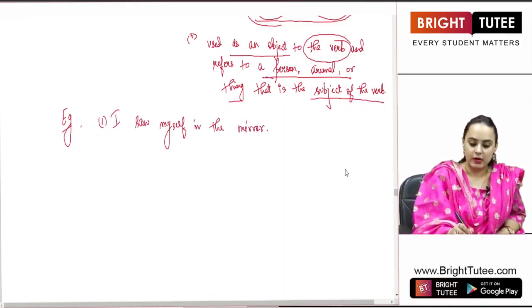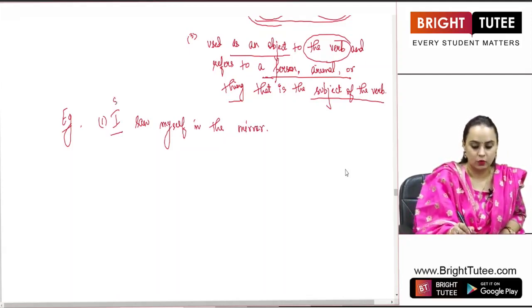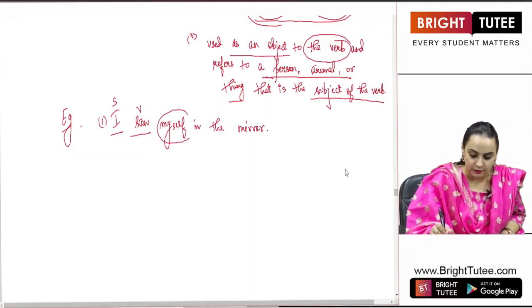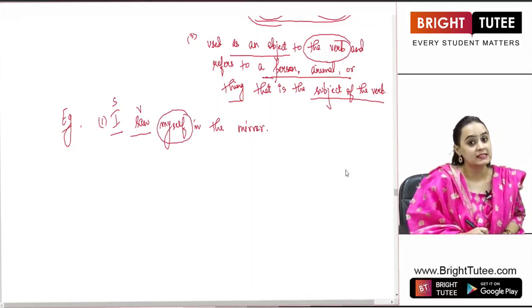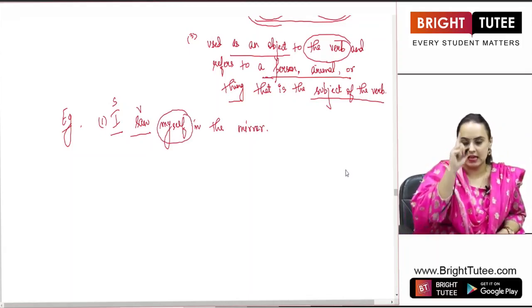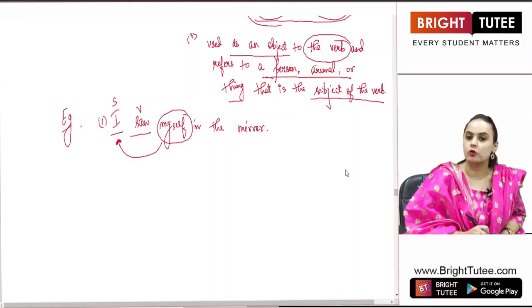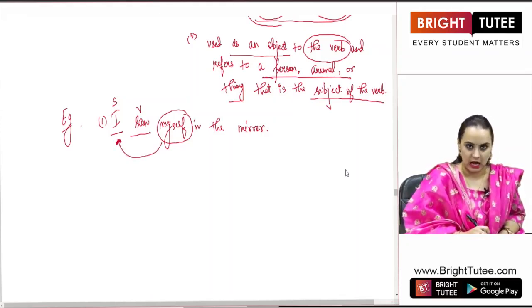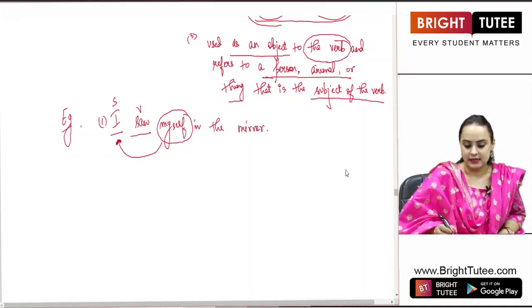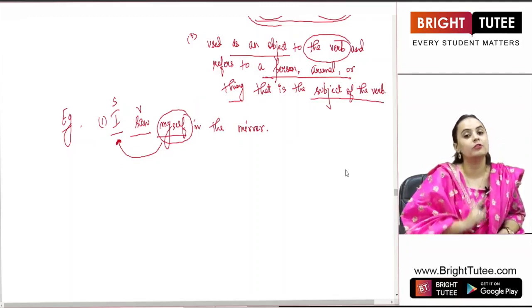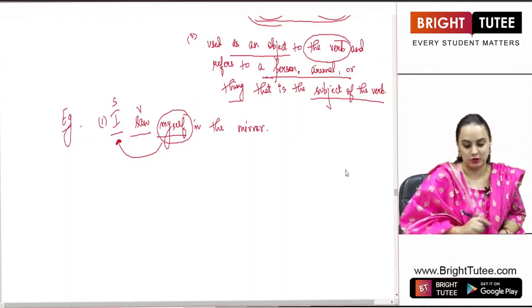What is my subject? I. What is my verb? Saw. And what is my reflexive pronoun? Myself. As you can see, A, this myself is used to talk about the subject, which is I, and B, it is used next to the verb because this is the object of the verb, so it will always be used next to your verb.